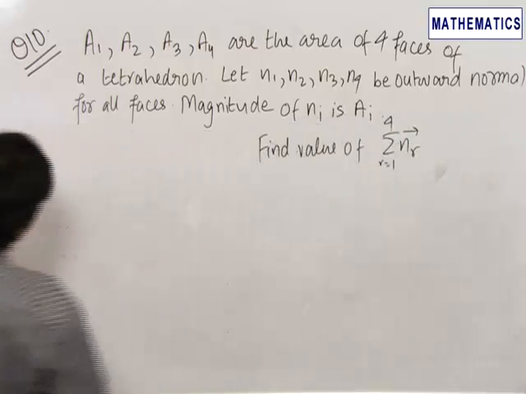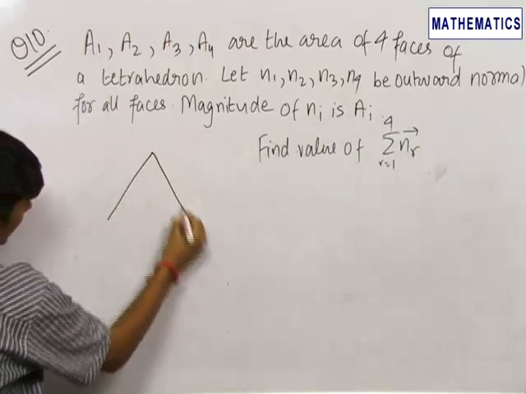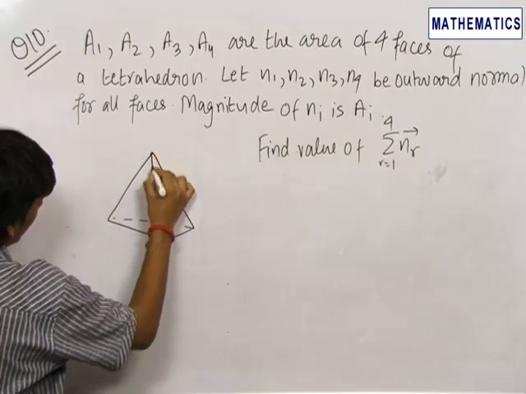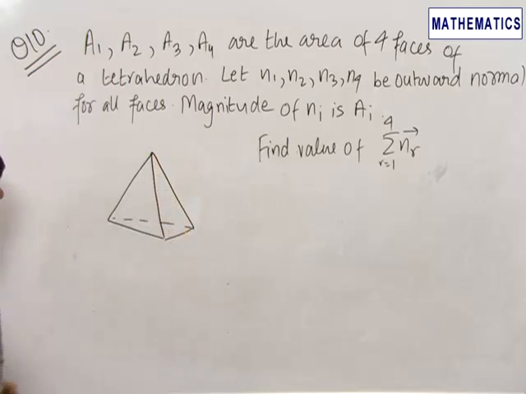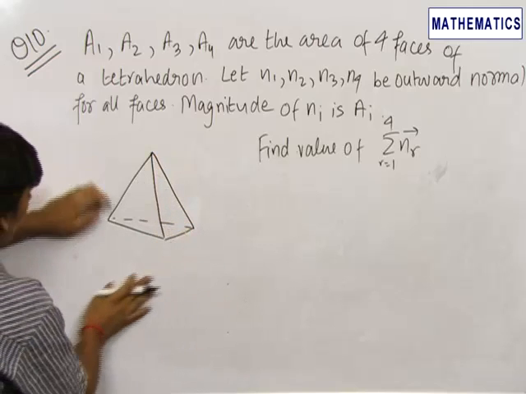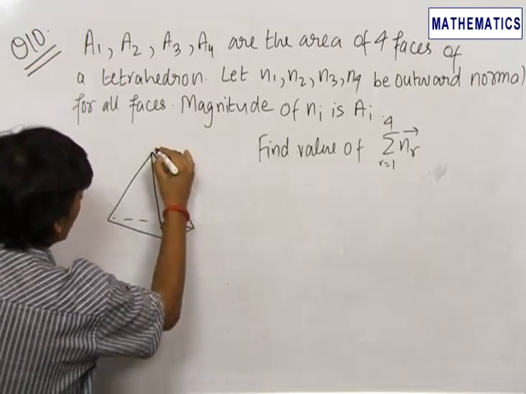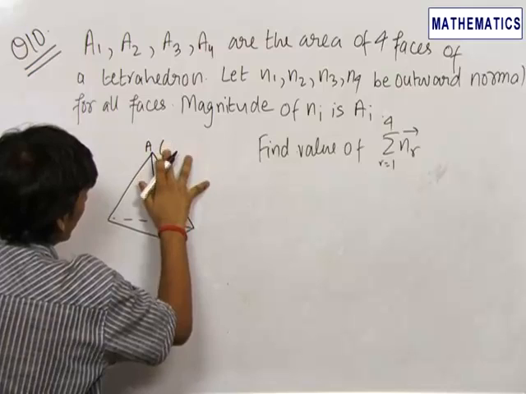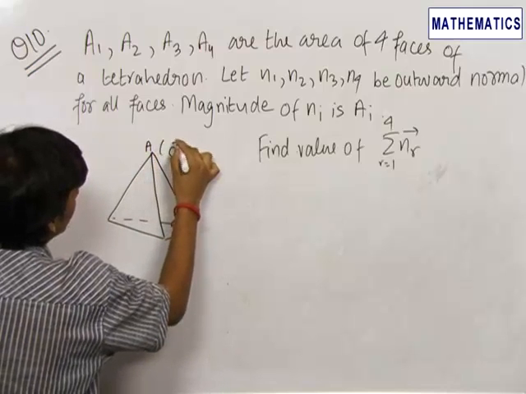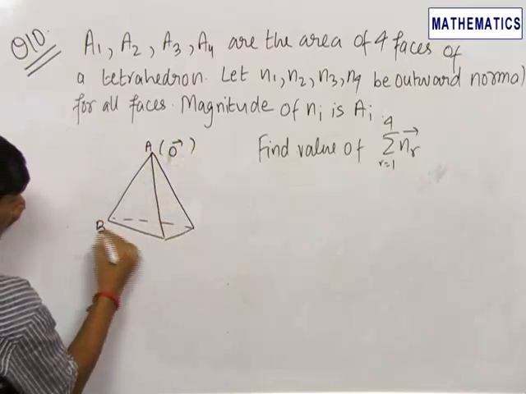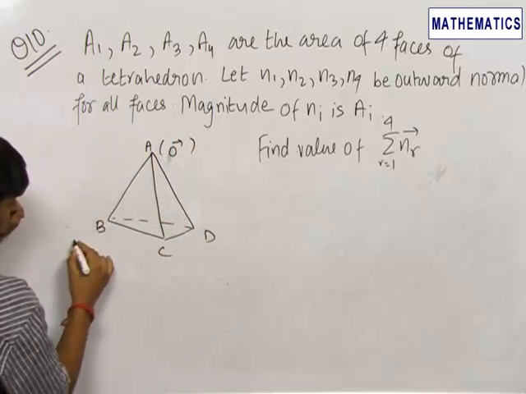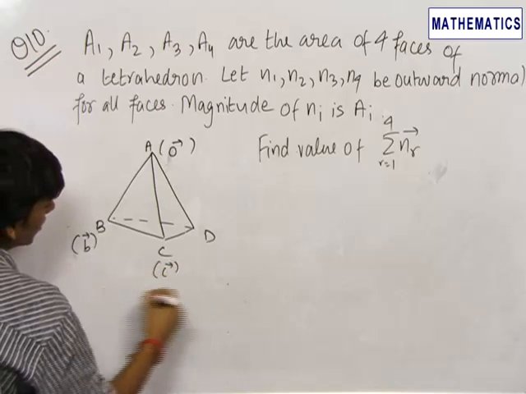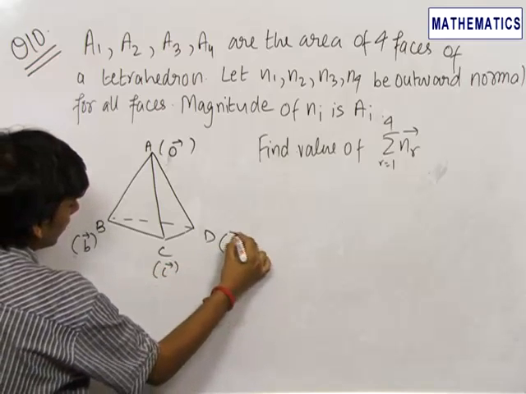So for finding out this, let us first draw the tetrahedron that we have. Let this be the tetrahedron that we have. We can assume origin at any point as per our convenience. So let the origin be at point A. That is, the position vector of point A will be equal to 0 vector. This is point B, C and D. Therefore the position vector of point B, let it be B vector. For point C, let it be C vector, and for point D, let it be D vector.